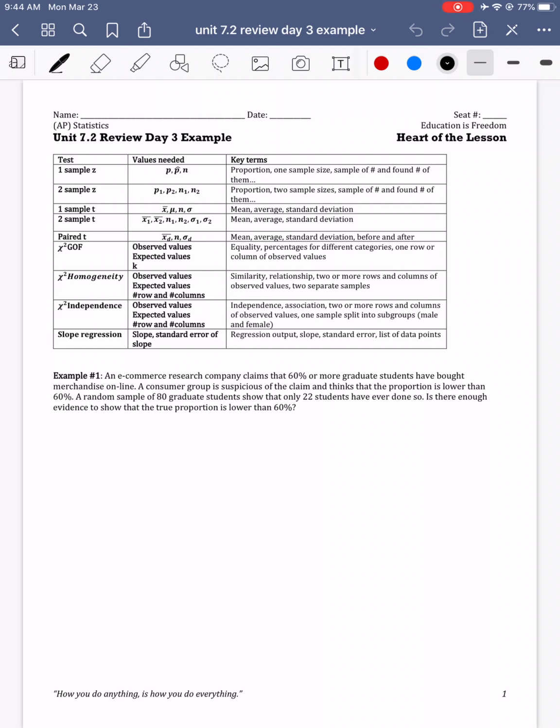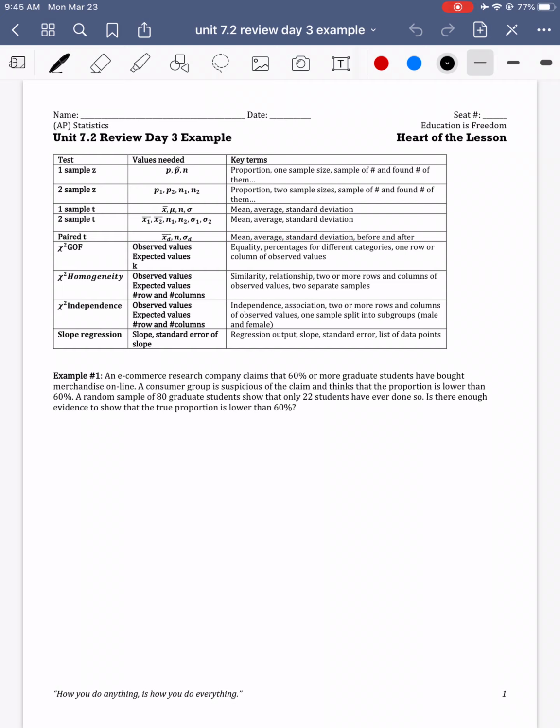If I counted correctly, there are 9 tests that we have done this year, and that's all that we're going to do. So we have our 1 sample proportion, 2 sample proportion, 1 sample mean, 2 sample mean, a paired t-test, the chi-square goodness of fit, the chi-square homogeneity, the chi-square test for independence, and then the slope regression test. Looking at this, this is a great way to know what type of test you're given.